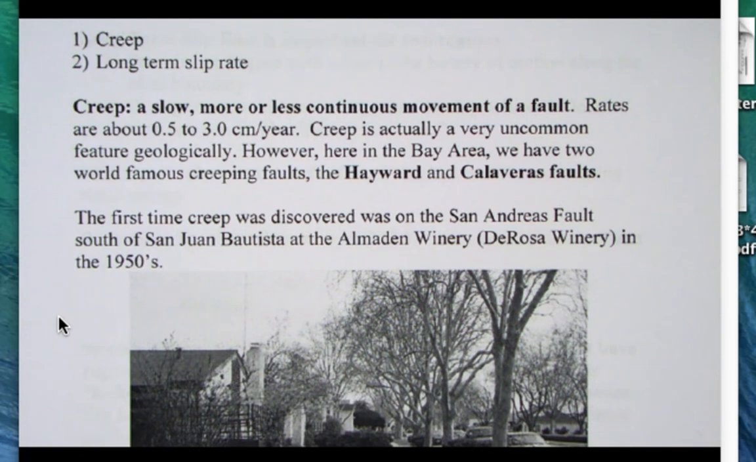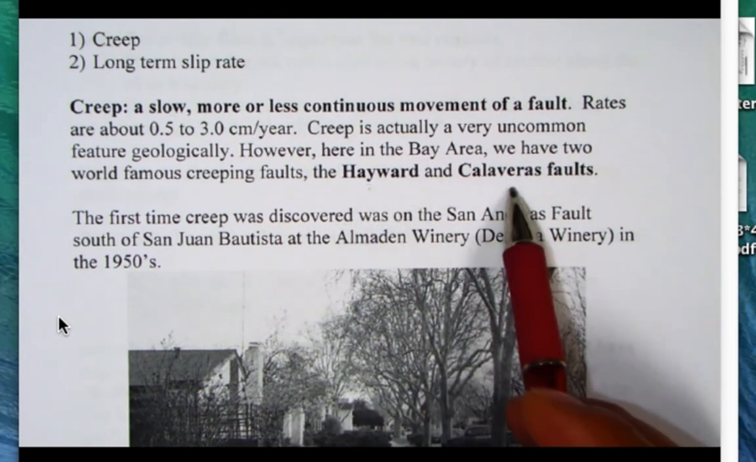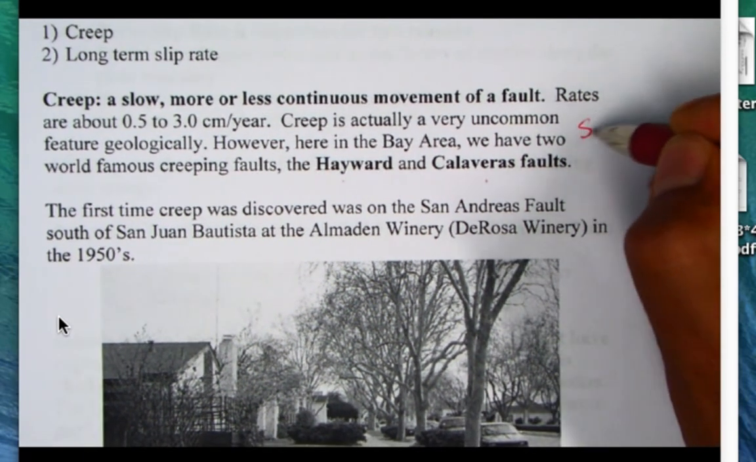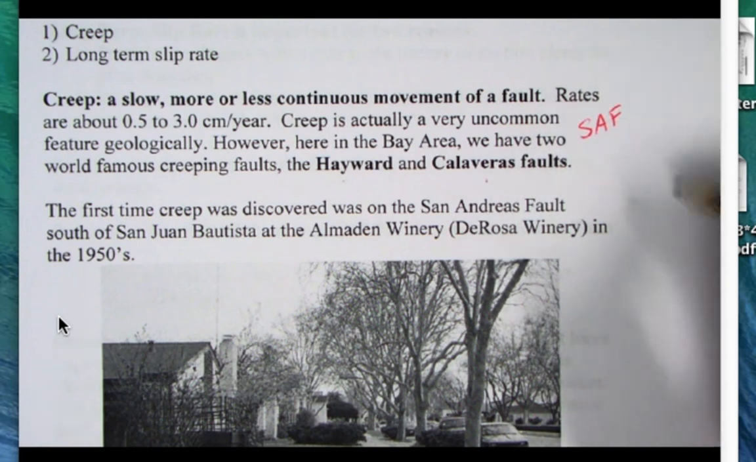Really, there's three, but two in the Bay Area. The Hayward and the Calaveras faults are creeping faults. The other one is the San Andreas Fault. The San Andreas Fault actually has a creeping section.